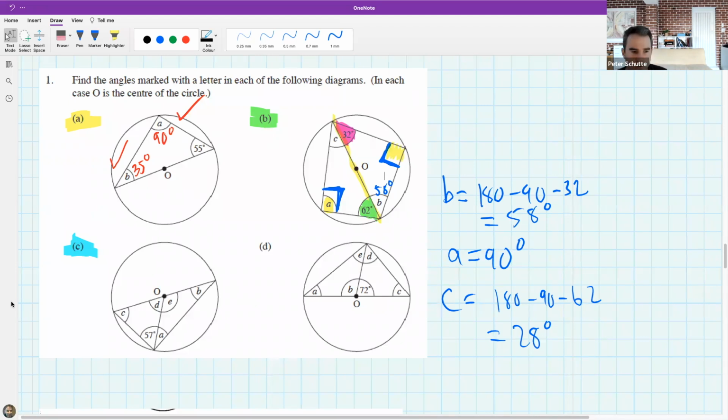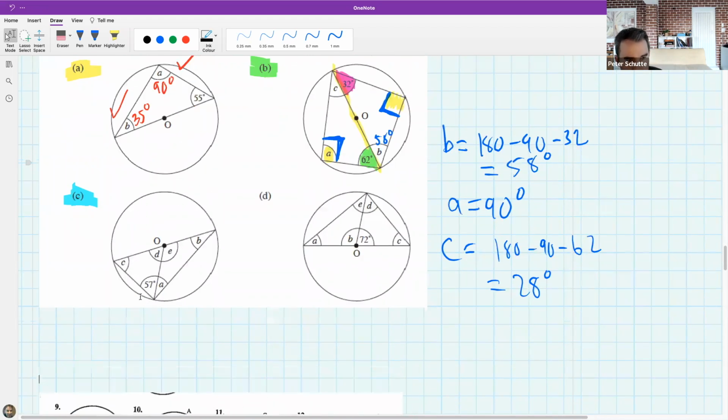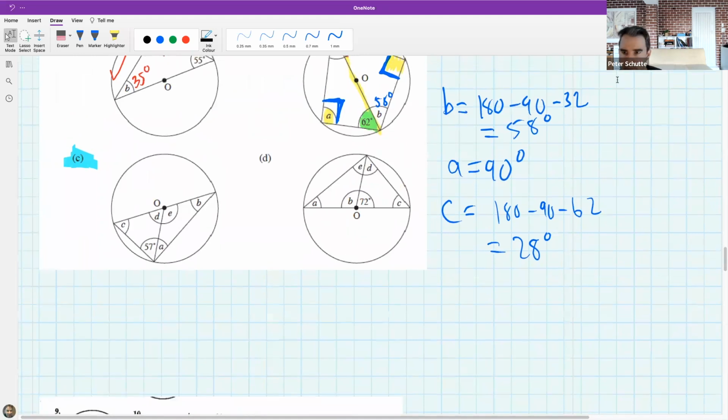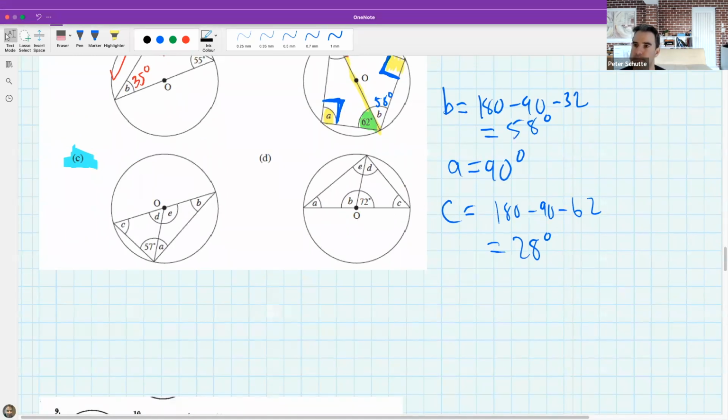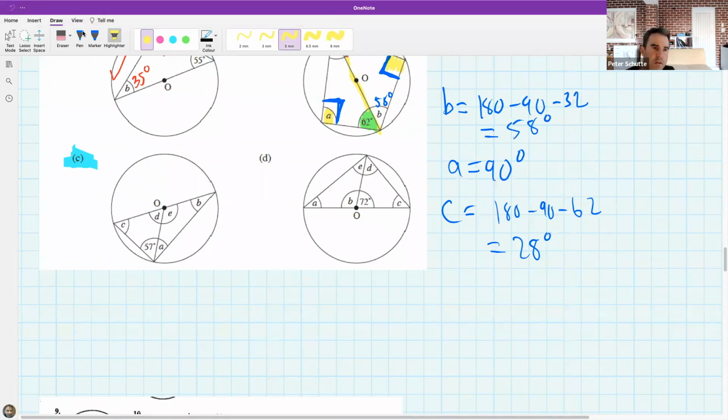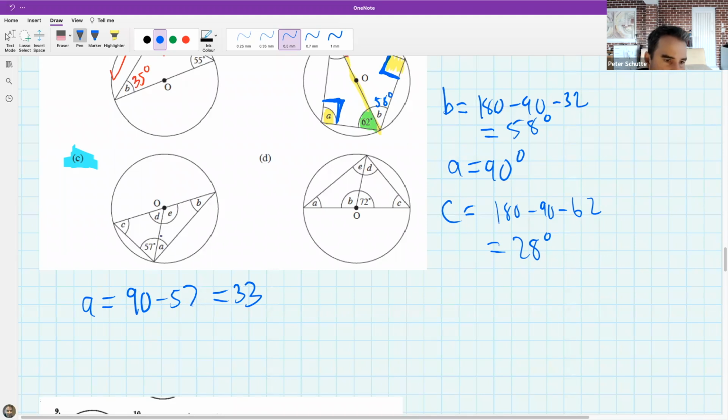Would anybody like to share their answers for C? Let's go to Letty. Letty, what do you think we need to do here? For A, I know that the whole thing equals 90 degrees, so I said 90 minus 57. And what did you get? I got 33. Okay, awesome, I agree. So we know that A is 33.